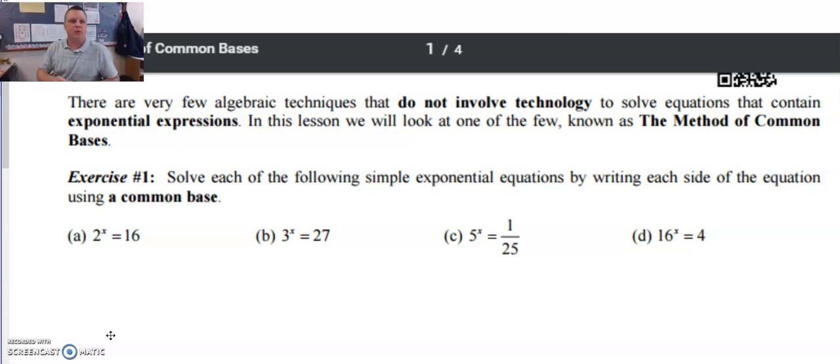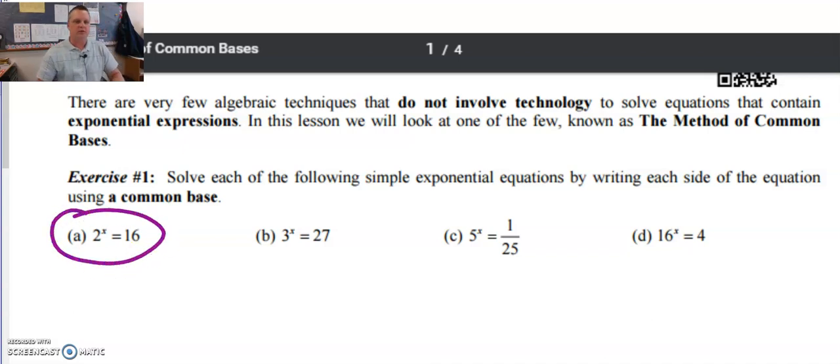Hey, we are on the method of common bases. So we already saw how to change our exponents with a base and an exponent to represent a number or a value. Now we are getting into solving for variables using exponents.